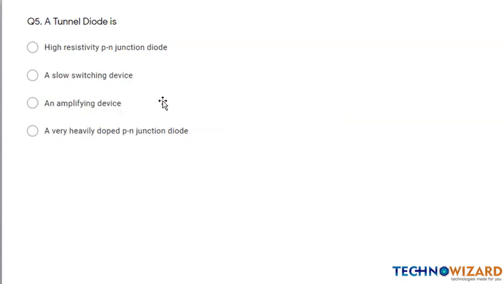Question number 5. A tunnel diode. This is a VSSC previous year question. A tunnel diode is a very highly doped PN junction diode. Option D is the correct answer.